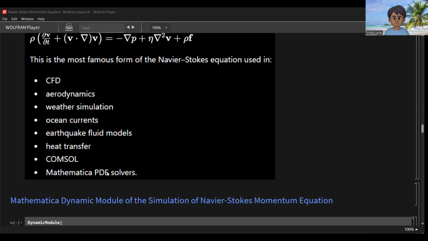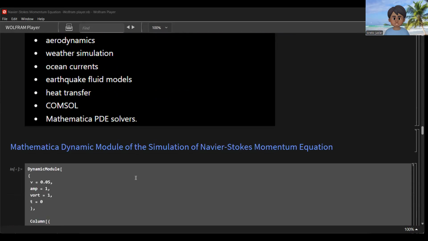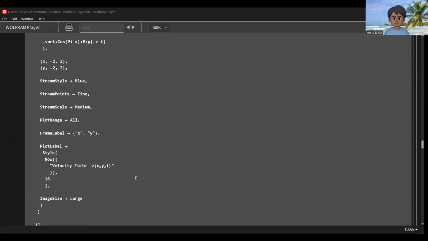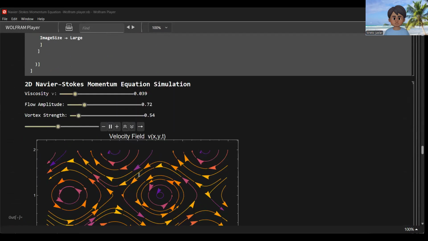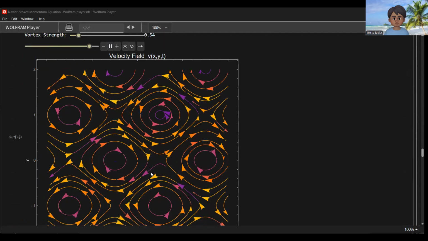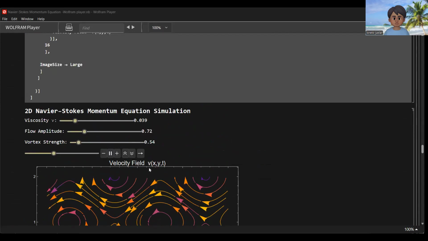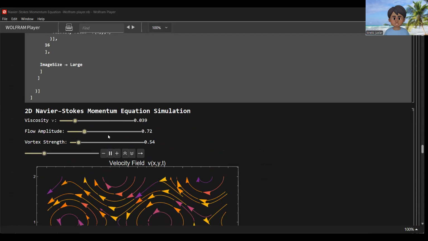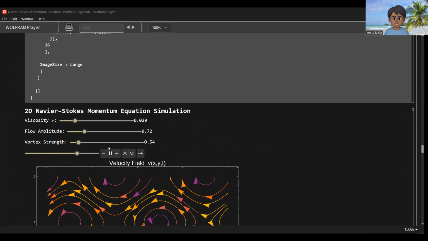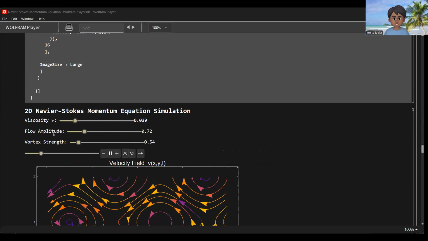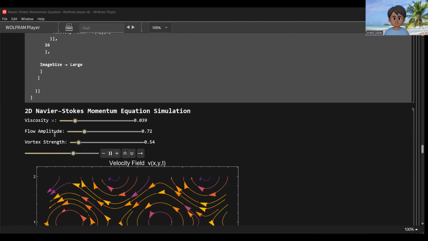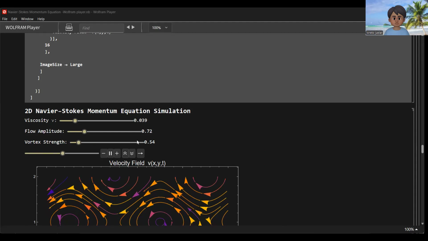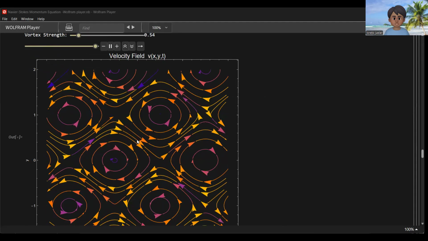We have the console here, Mathematica, with the solvers. We have the velocity field here. We have a small value for viscosity, and also a small value for the flow amplitude, which refers to the velocity of the water, of the fluid. Then we have the vortex strength. Now let us see the simulation.